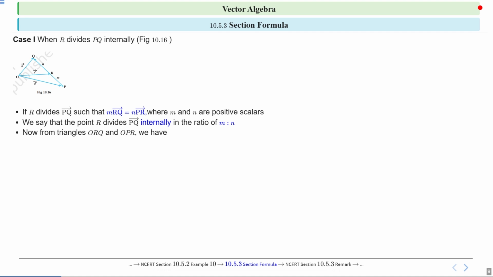Now from triangles ORQ and OPR, we have RQ vector is equal to OQ vector minus OR vector, which is equal to b vector minus r vector, and PR vector will be equal to OR vector minus OP vector, which is equal to r vector minus a vector. Okay.